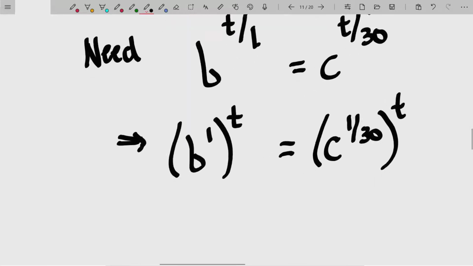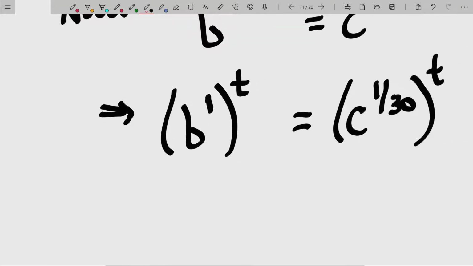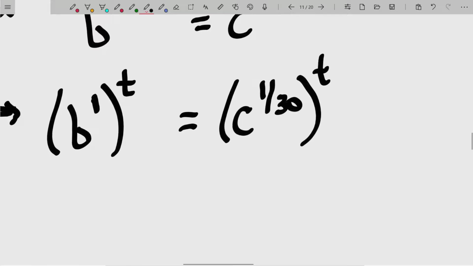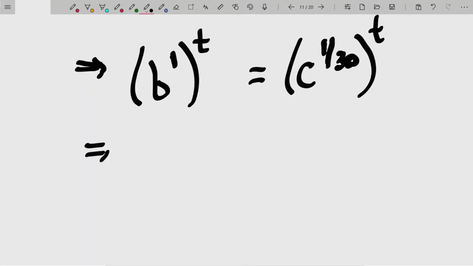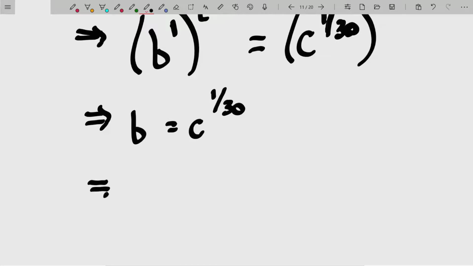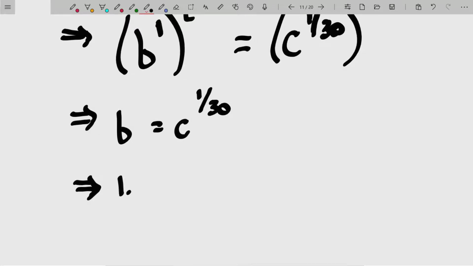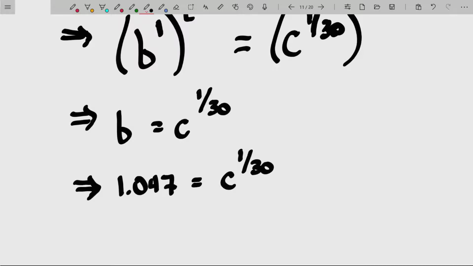That is, this base is if I only went 1 day, and this base is if I went 1 day out of 30. But it's the same thing. You've gone 1 day in both cases. So b to the first must therefore be c to the 1 over 30th power. Well, b, remember, is very roughly 1.047. C we do not know, but we know that if we raise both sides to the 30th power, we'll find out what c is, approximately.